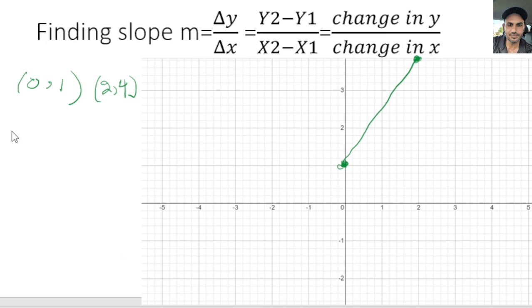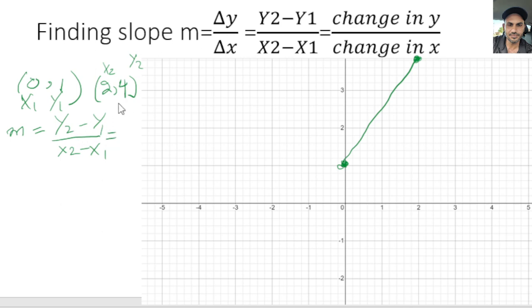So m equals y2 minus y1 over x2 minus x1. Here the smaller x value is going to be x1, and the corresponding y value would be y1. This is x2 because it's the larger x value, and the corresponding y value is y2.